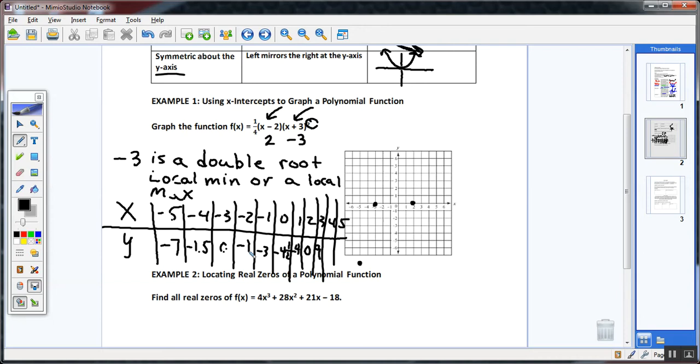So here's the deal. I'm going to plot these points. The first one I plotted was negative 5, negative 7. That's right about here. The next one I'm going to plot is negative 4, negative 1.5. So left 4, down 1.5. That's right about here. Then we had negative 3, 0 right here. We already plotted that because that was an intercept. Next one's negative 2, negative 1, which is right there. We've got negative 1, negative 3 right about here. 0, negative 4.5. And then we have 1, negative 4, which is about here.